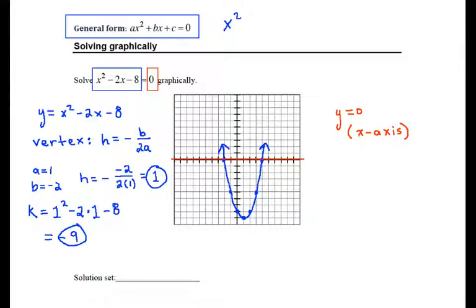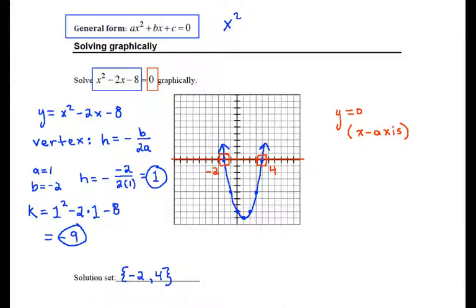And I'm going to look for the intersection points. And remember that we're only interested in the x-coordinates of these intersection points because I'm solving an equation in x. It looks like I have one here at negative 2, another one here at positive 4, and therefore my solution set is just the two values, negative 2 and positive 4.